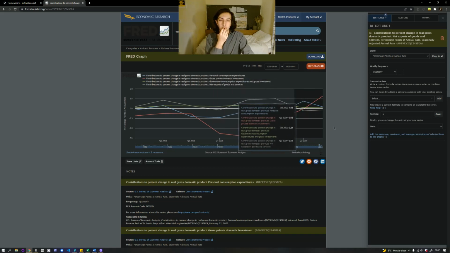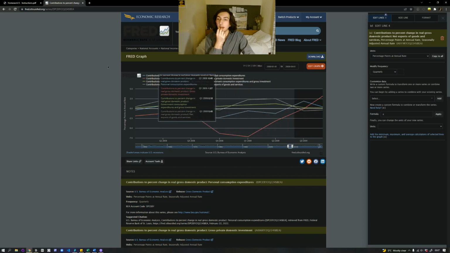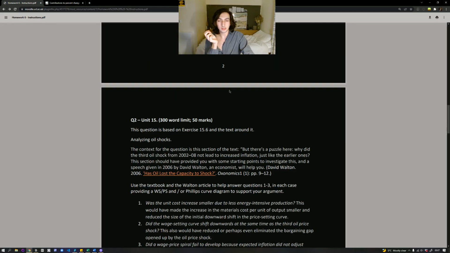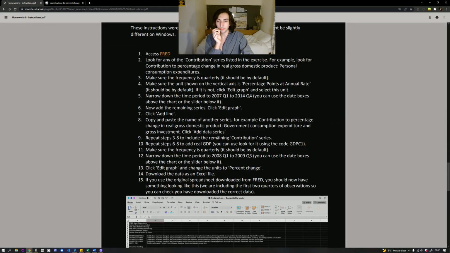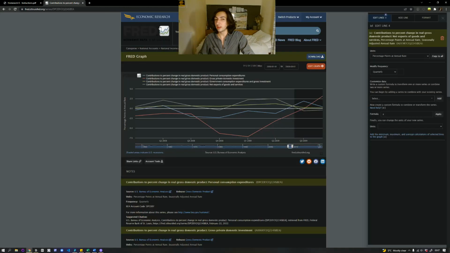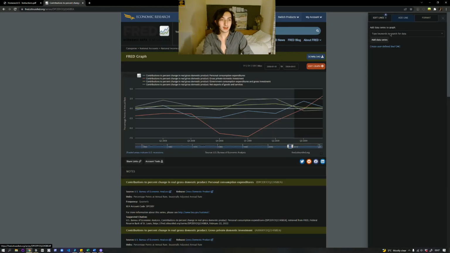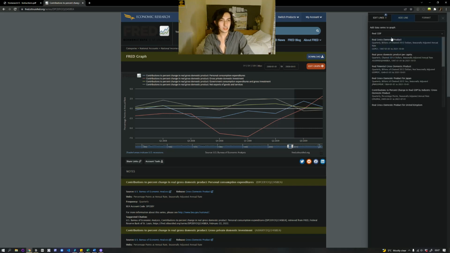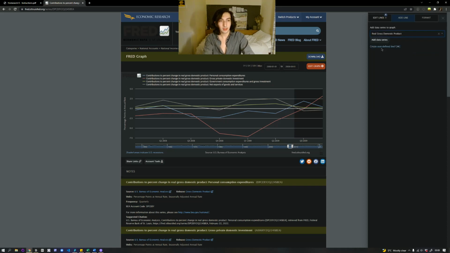Now, we also want to look at the instructions for this, just so we're clear on what to do. It says in instruction 10, repeat steps 6 to 8 to add real GDP. It goes by this code. Real GDP can simply be found by adding the line, typing real GDP, and you get real gross domestic product. You can see from the code underneath it that it's GDP-C1. And we're going to add that as well.